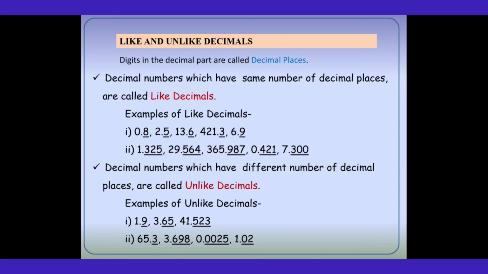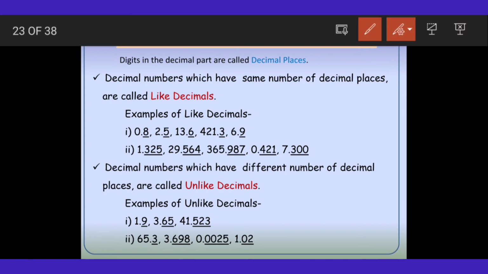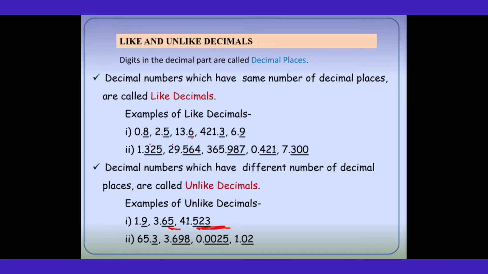For example, you can see here, the first is 0.8, 2.5, 13.6. All are single numbers after the decimal, so they are like decimals. And here it is 1.9, here 0.65, here 5.523. So they are 1, 2, 3 digits after the decimal. So they are unlike decimals.